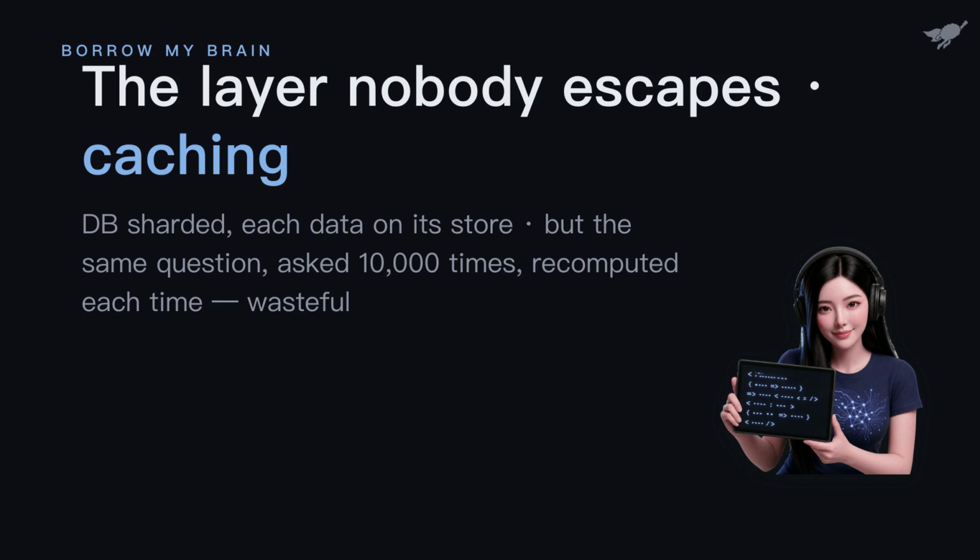A cache does exactly one thing. It stores the result you already computed and puts it right up front. Next time it's asked, it just hands it back. No more reaching to the back end.